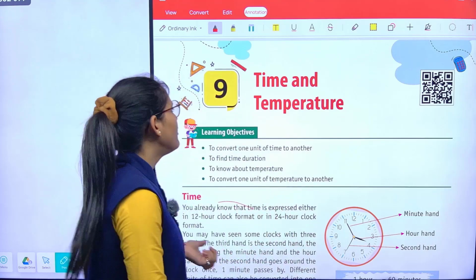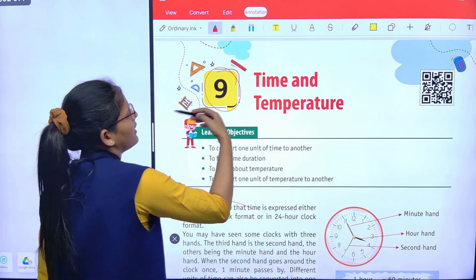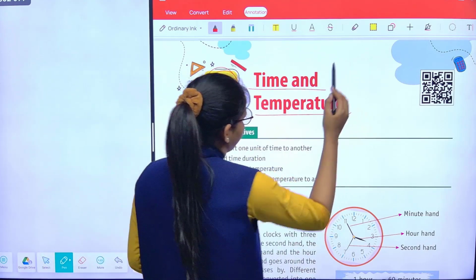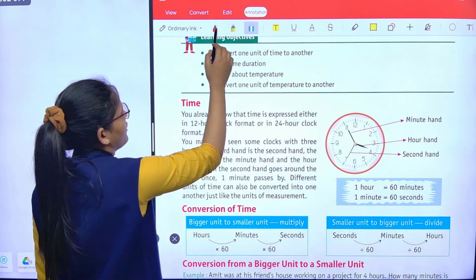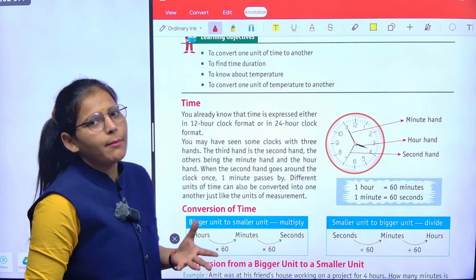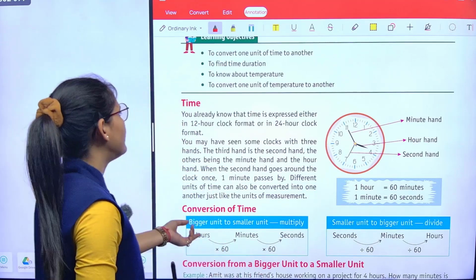Students, today we will learn chapter number 9, that is time and temperature. Class, today we are going to study about time and temperature. Let's start the chapter.